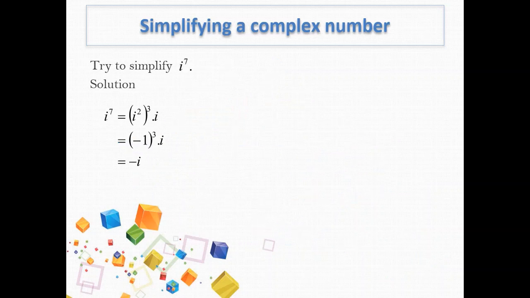Alright, so you can try to simplify i to the power of 7. By looking at this, your imaginary number is to the power of an odd number, so you know that it will give you an imaginary number. It is either positive or negative, that will depend on the power of your negative one. Alright, so I leave this for you to try.